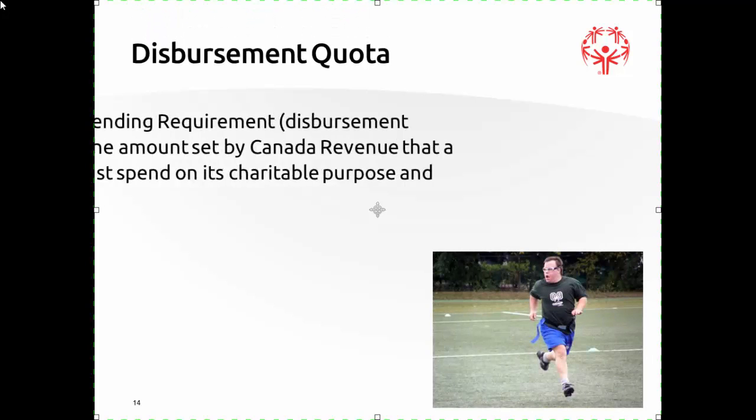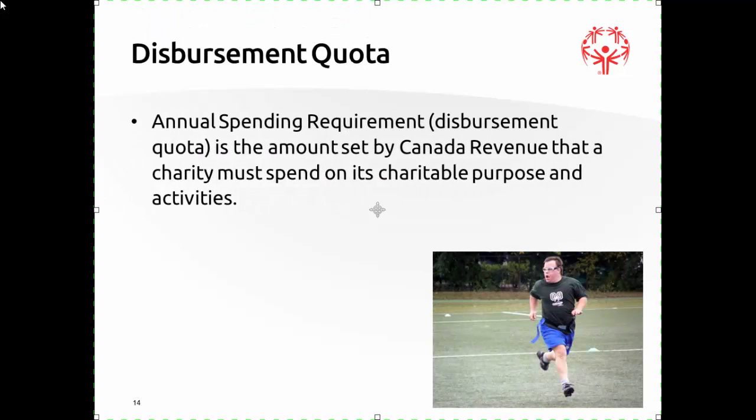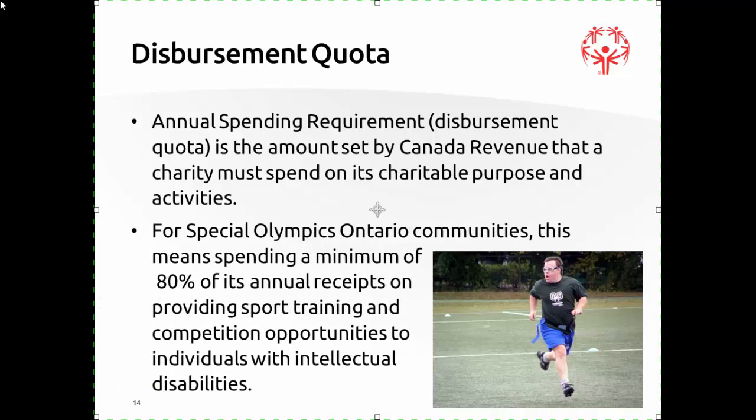Disbursement quota. Annual spending requirement is the amount set by Canada Revenue that a charity must spend on its charitable purpose and activities. For Special Olympics Ontario communities, this means spending a minimum of 80% of its annual receipts on providing sport training and competition opportunities to individuals with intellectual disabilities.